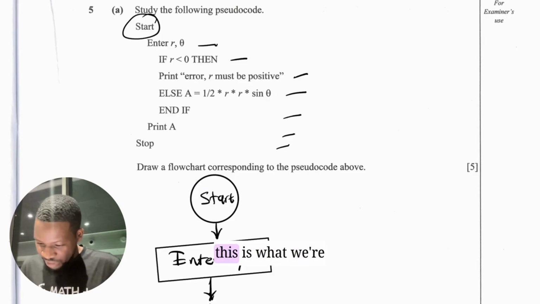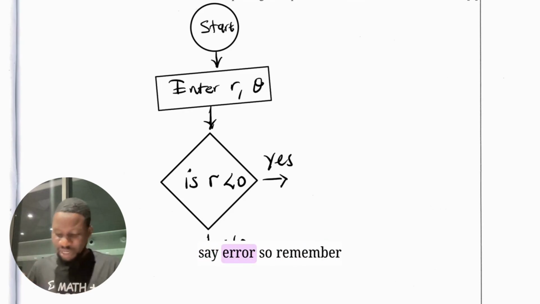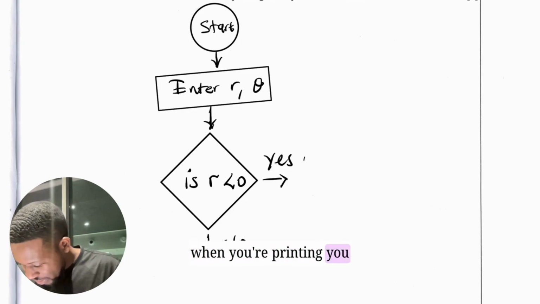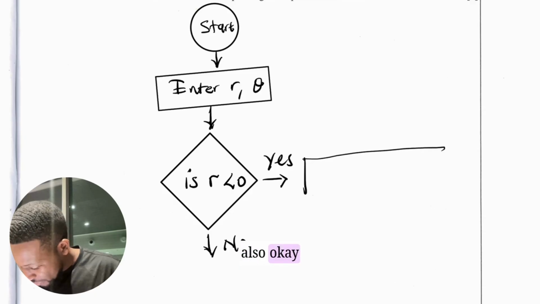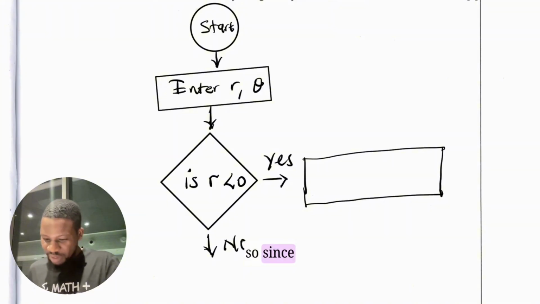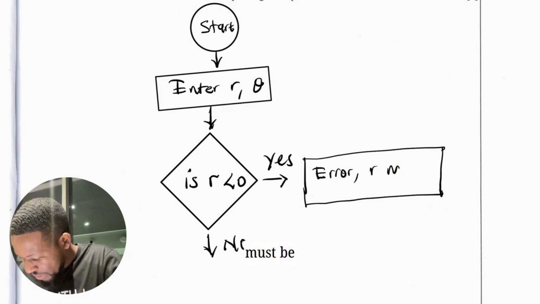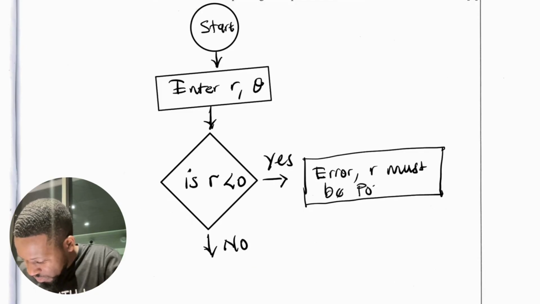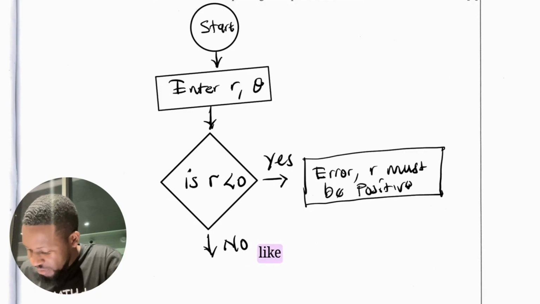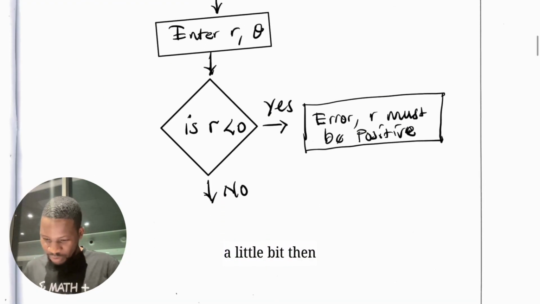Okay. So this is what we're going to print. If the radius is less than 0, we say error. Remember, when you're printing, you have a rectangle also. So I write a rectangle. Since we said yes here, we're going to print error, comma, radius must be positive, like that. Okay. Now let us stop here a little bit.